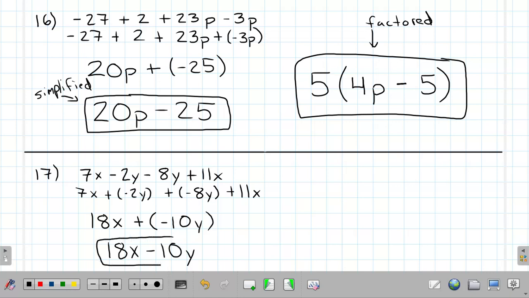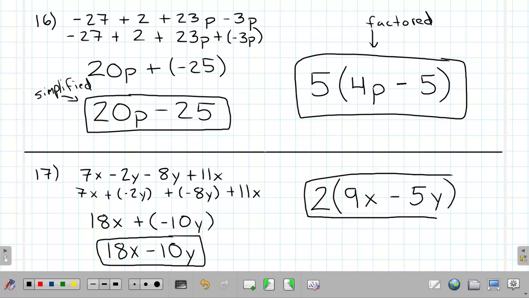Okay, so once again, that is the simplified version. So what is the factored version going to be? Well, once again, we need to see what our greatest common factor is. You could sit there and list out all the factors of 18 and all the factors of 10, but I'll go ahead and tell you the greatest common factor of those two is 2. Okay. So if we do 18x divided by 2, that gives us 9x minus, since it's minus here, 10y divided by 2 is 5y. And once again, that is our factored form.